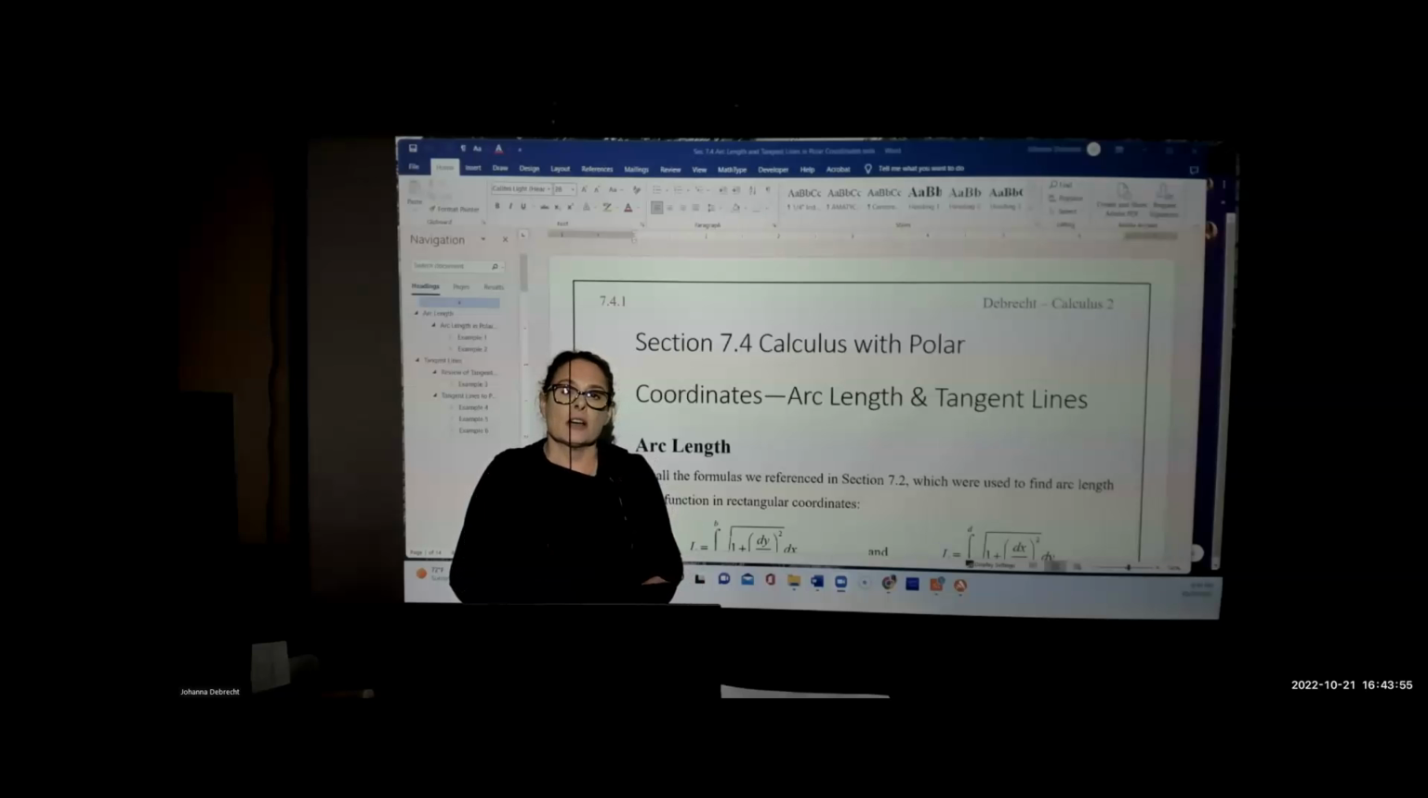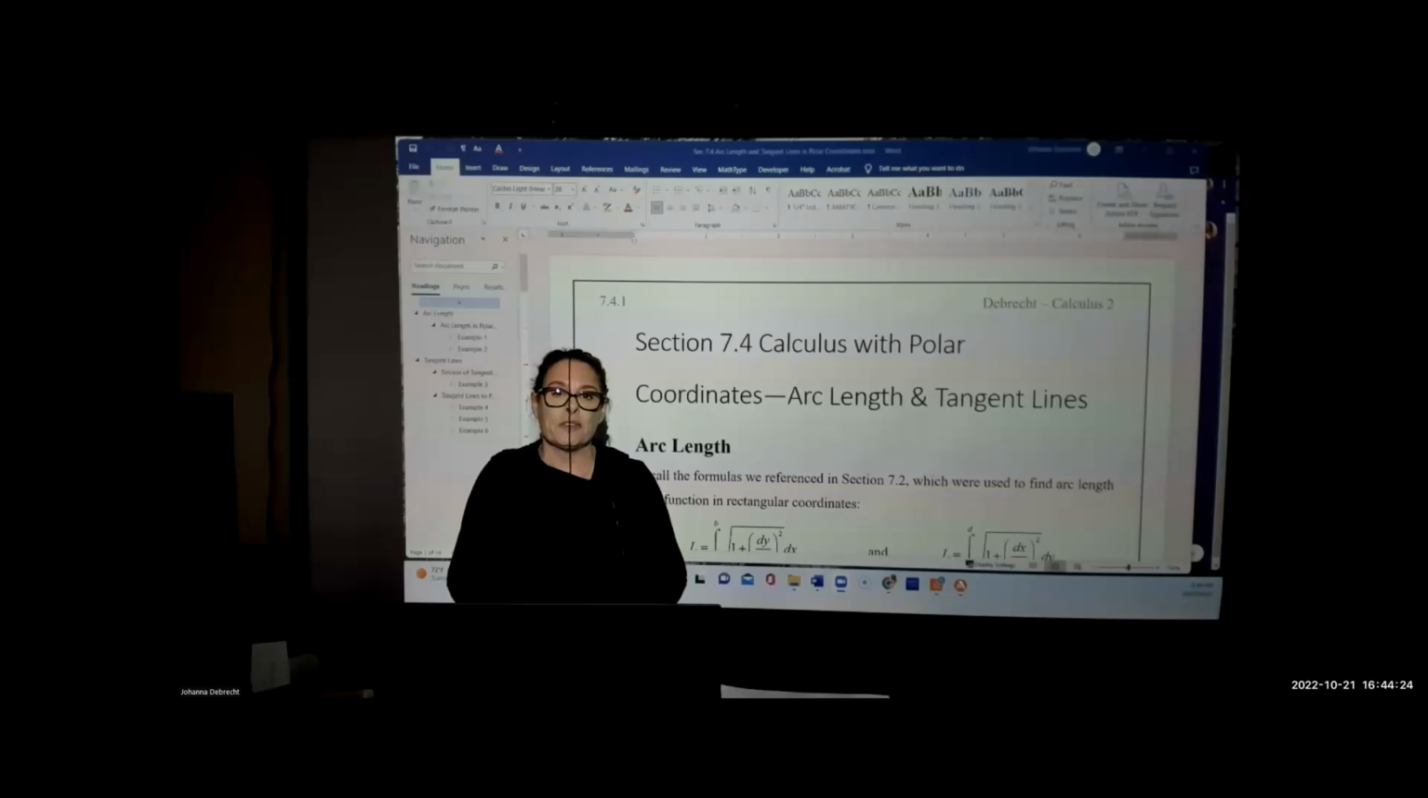And we're also going to talk about how to find the equation of a tangent line to a polar curve at a particular point. Now, the tangent line, of course, is always given with the slope of the tangent line being dy/dx. So we'll actually have to convert from polar coordinates back into rectangular coordinates in order to be able to write down the equation of the tangent line. Let's go ahead and get started. We'll look at arc length first.